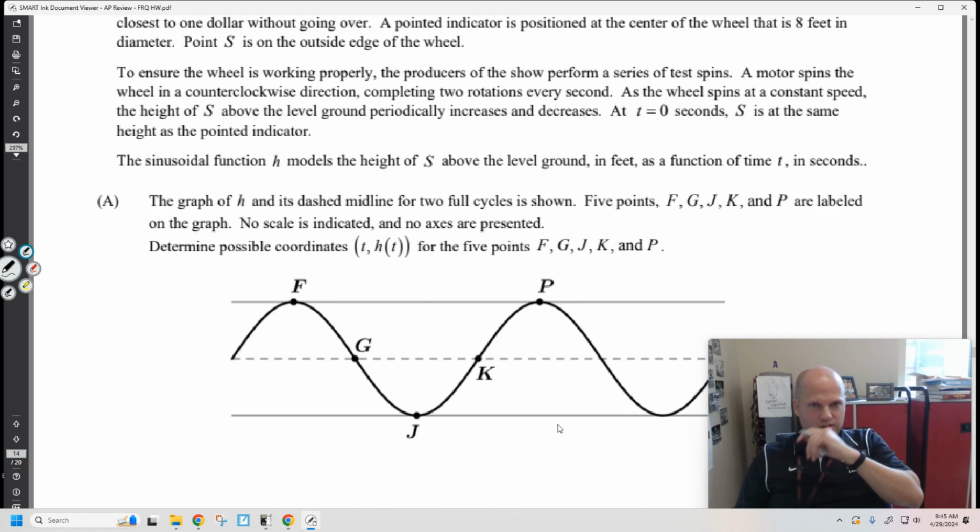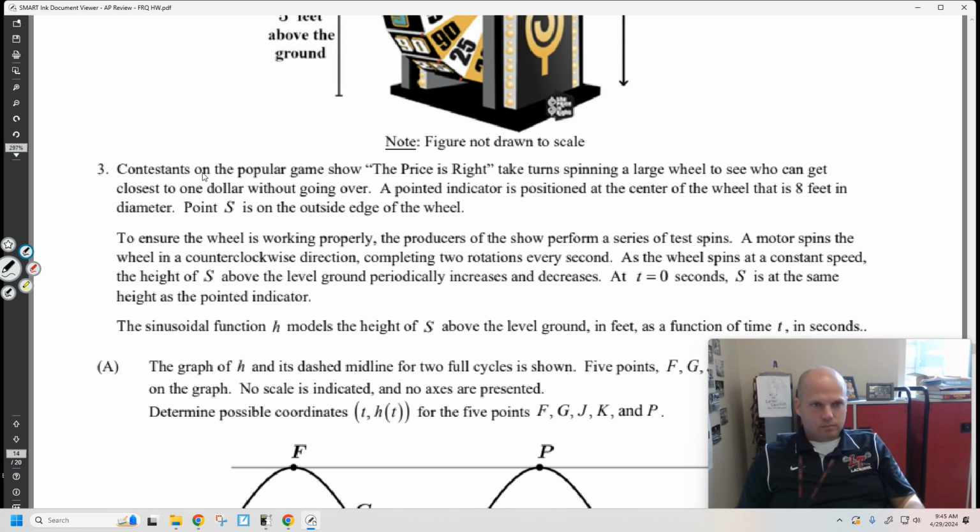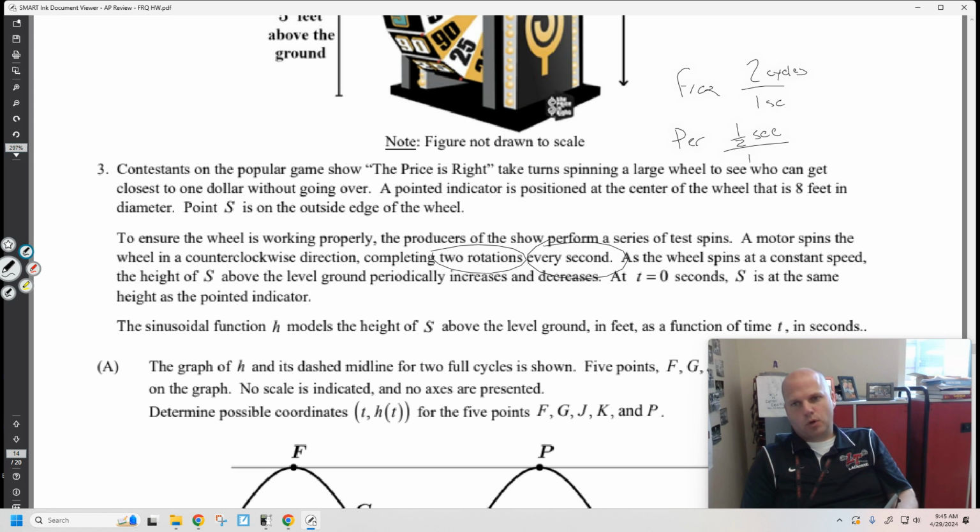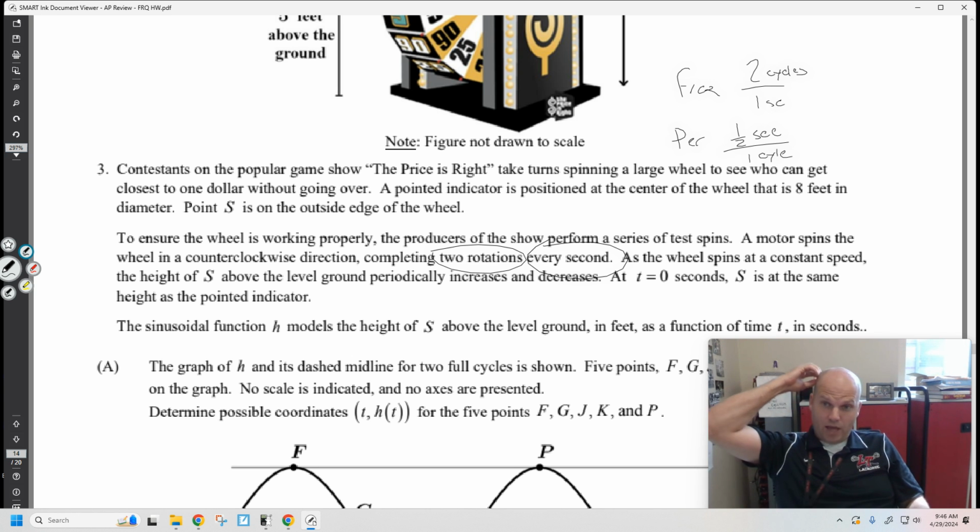All right, let's just finish off this question. Price is Right. 2 rotations every second. That's fast. Okay, that's a frequency: 2 cycles per 1 second. The period is a half of a second per one cycle. You could say 1 second per 2 cycles, or a half of a second per 1 cycle. That is important.